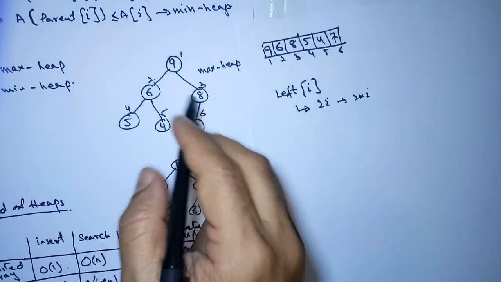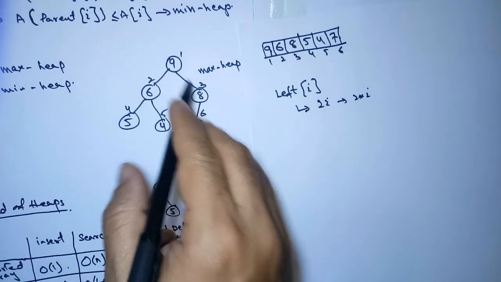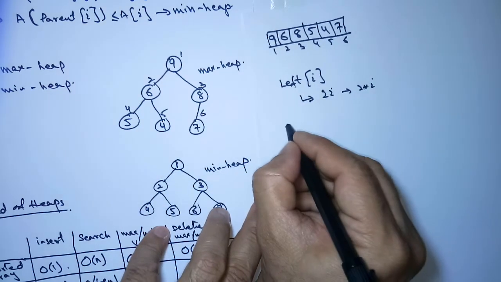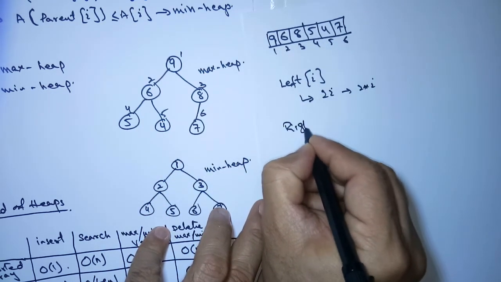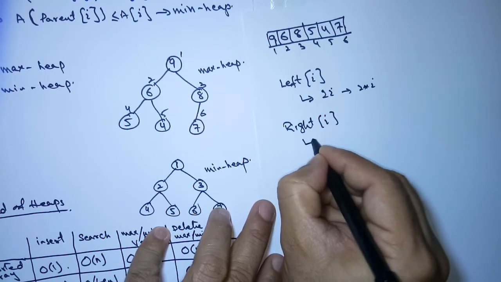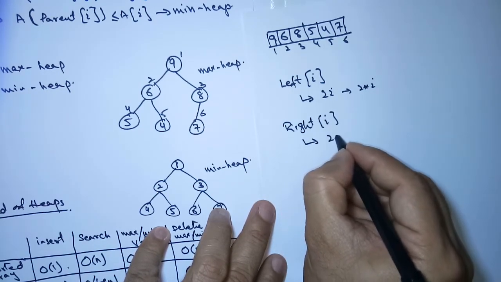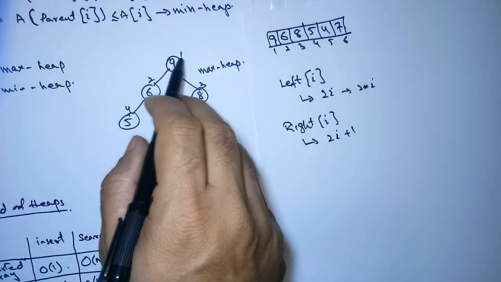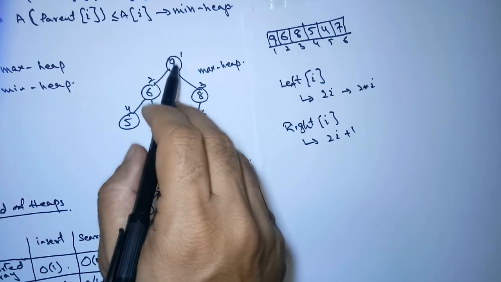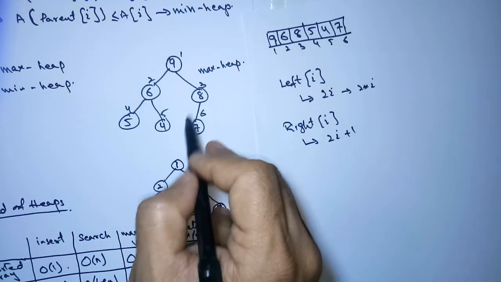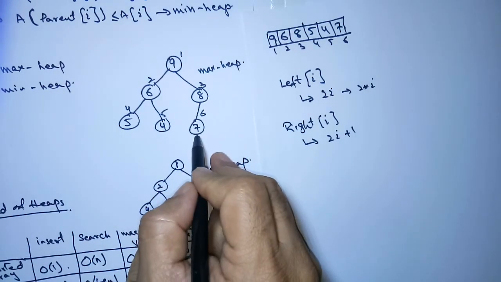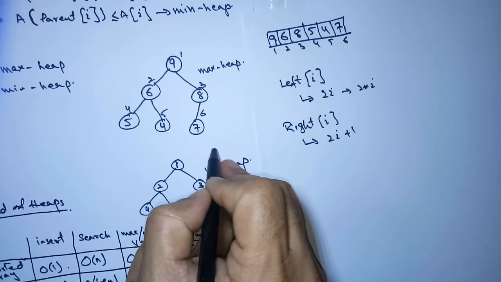So how can I find the right child? You can see the right child of 1 is 3 and the right child of 3 is 7, right? So if you are interested to find the right of i, you can easily find it with 2i plus 1. For the node 1, 2 plus 1 is 3. For the next level, 3 times 2 is 6, plus 1, 7. If I am interested to find the right child of 6, 6 times 2 is 12, plus 1, 13. So it should be 13.